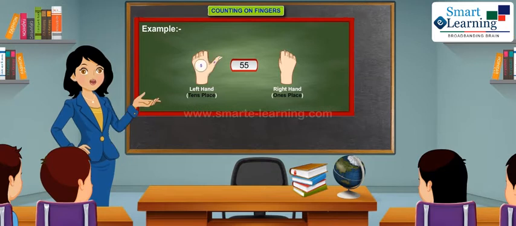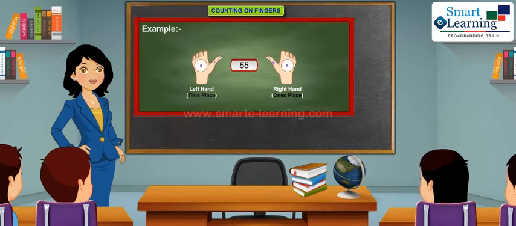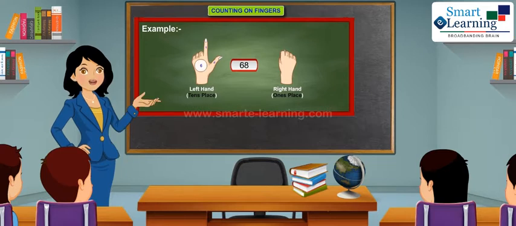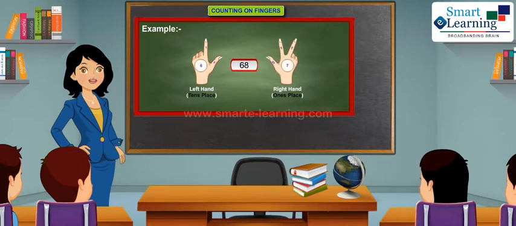Take thumb of your both hands, that is, right hand as well as left hand to show number 55. This is number 55. Let's show number 68 on fingers. Take thumb and index finger of your left hand to show 6, and thumb and three fingers, that is, index, middle and ring finger on your right hand to show 8. This is number 68.